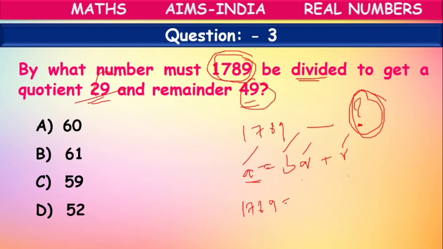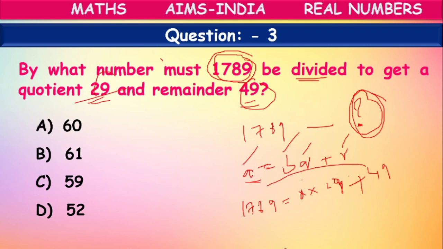It is given in the question. What is the divisor? We don't know, because they are asking by what number must be divided. Let it be X. Into what is the quotient? 29. Plus what is the remainder? Remainder is 49. We have to find the value of X.